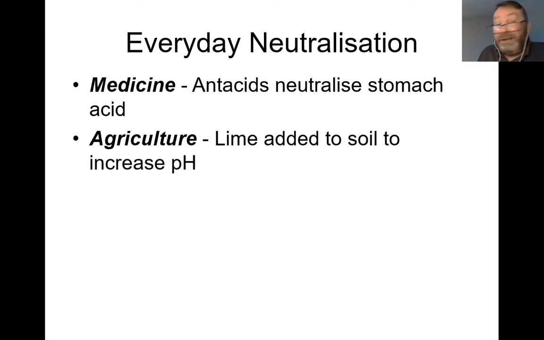Another place we use it is in agriculture, in farming. If it's found that the pH of the soil is too low, that it's in the acidic area, and plants don't thrive in that, well then what we do is we can add lime. And lime is calcium hydroxide. And when you add lime to the soil, it neutralizes the acid and brings the pH upwards to make the soil far better for cultivating crops.